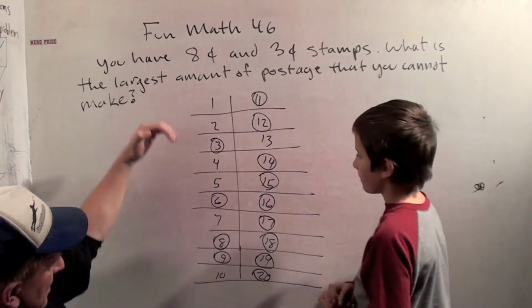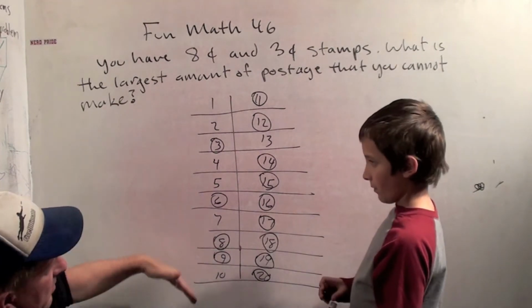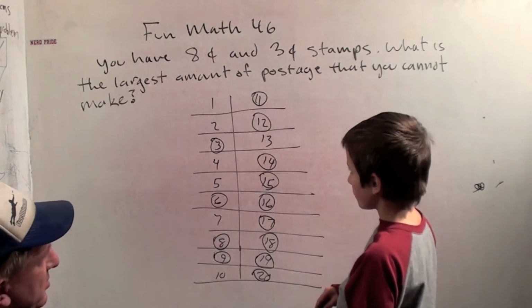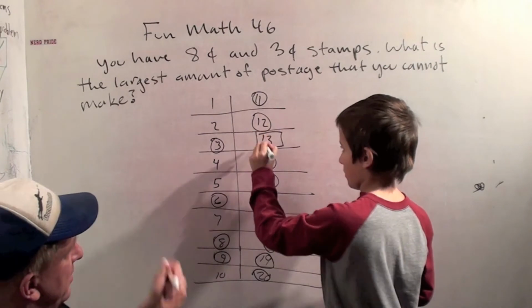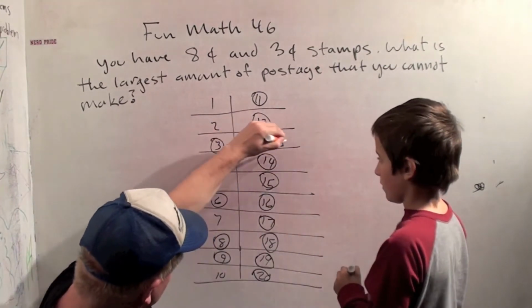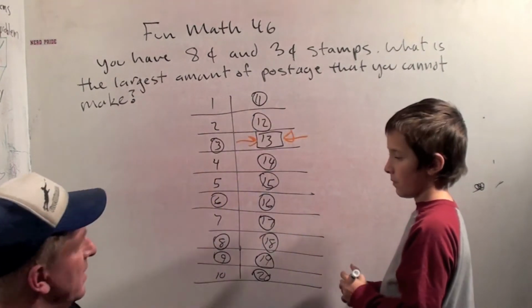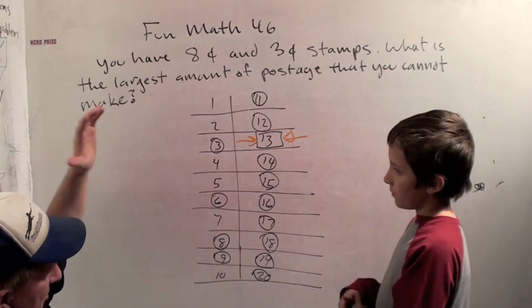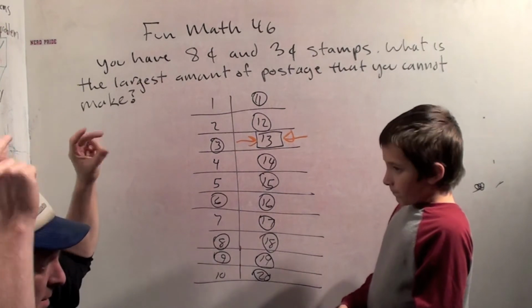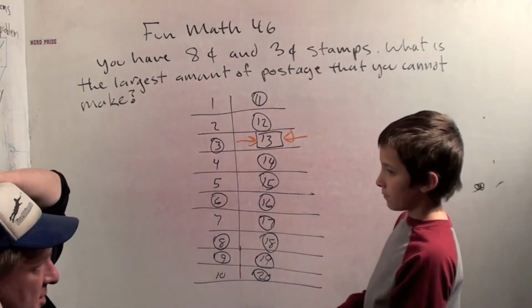So, a simple chart, just to understand what we can make here. And what does it look like is the largest number we cannot make? 13. Here I'll highlight it in orange too. Now, if this was a math contest and you had to answer really fast, bang, bang, 13 would be a good answer.